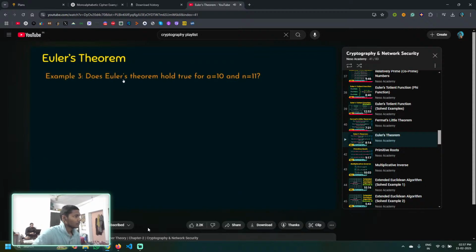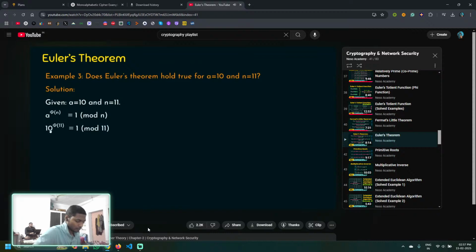Example number 3. Does Euler's theorem hold true for a is equal to 10 and n is equal to 11? Let's check whether a and n are relatively prime. Yes, a and n are relatively prime to each other because the GCD of a, n is 1. So let's solve this. We know the given data are a is equal to 10 and n is equal to 11. We know Euler's theorem states that a power phi of n is congruent to 1 mod n when a and n are relatively prime to each other.